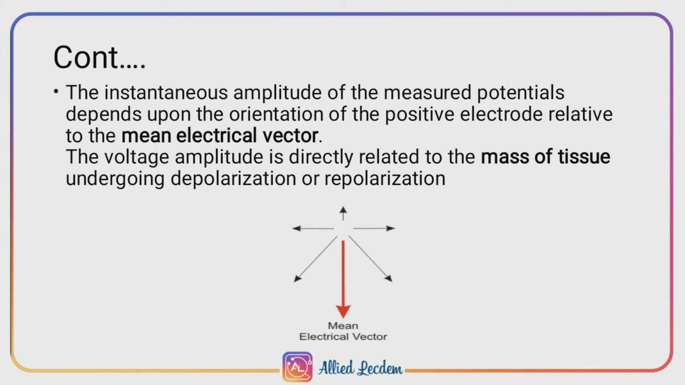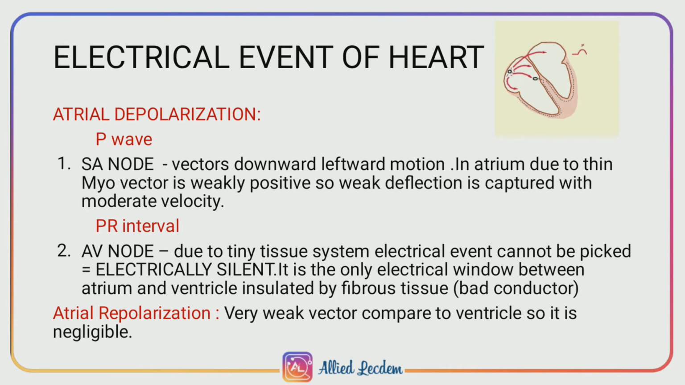For example, the atrium has a thin myocardium. These give only a weak deflection, that is the P wave. But the ventricle has a thick myocardium and the deflection is much stronger than the atrium, that is the R wave. Electrical event of the heart. For better understanding, kindly see our previous video about the conduction system.